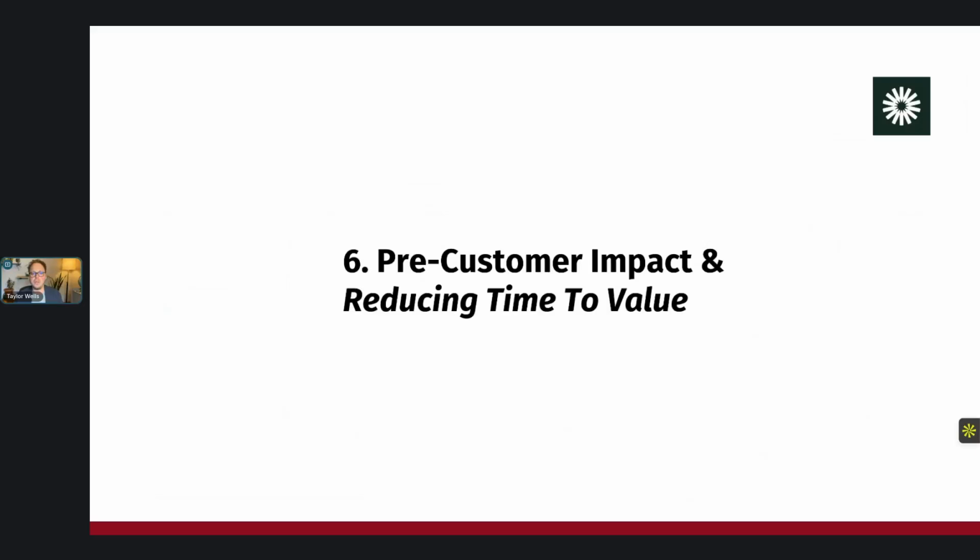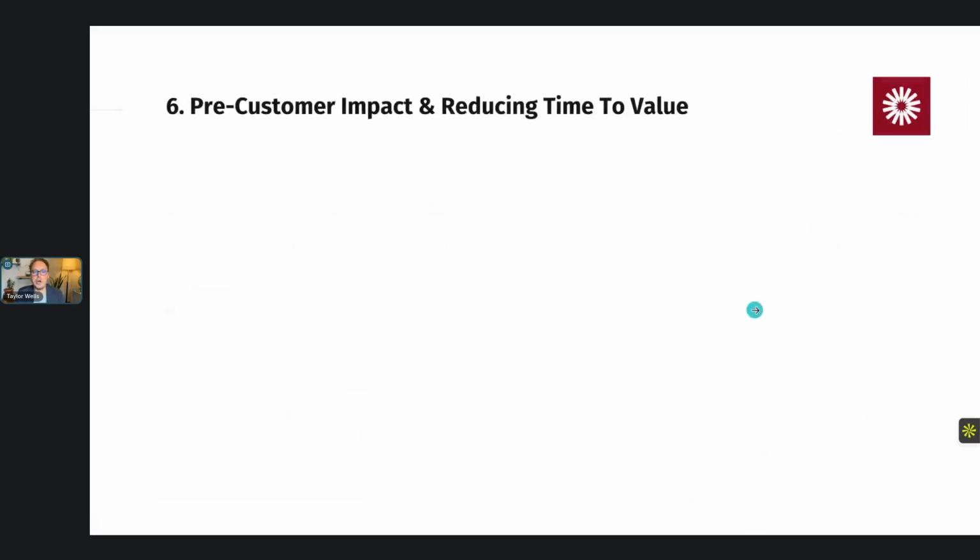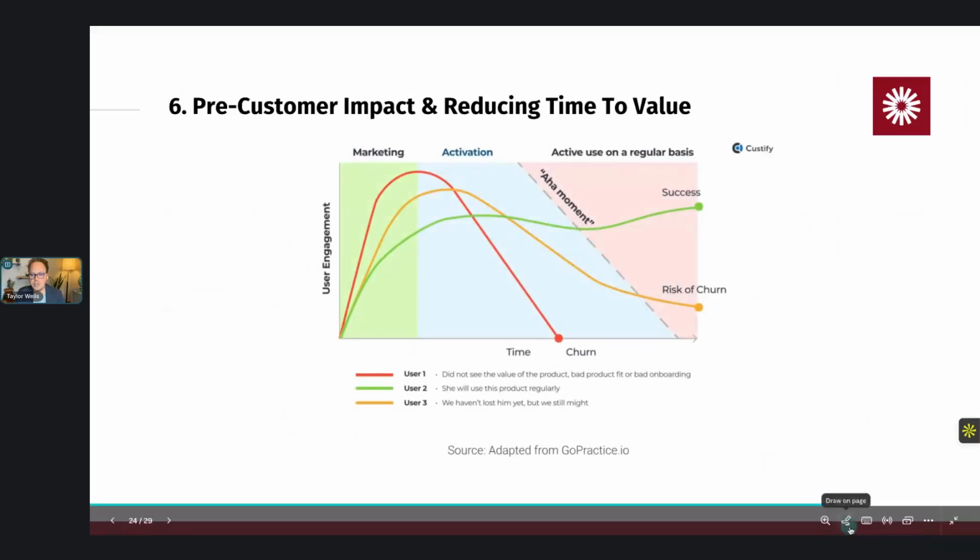Time to value is a term often used in product-led growth. How do you reduce time to value and get to that aha moment quicker? I think product-led growth is hit or miss in the cybersecurity space, right? There is some product-led growth, like on AWS or some of the marketplace systems, that seems to work well, where people can do a self-service model, or at least more self-service than having to go through a sales motion. But when I think about time to value, I think about how we get to that aha moment quicker, before they become a customer. And that's where pre-customer impact comes in.